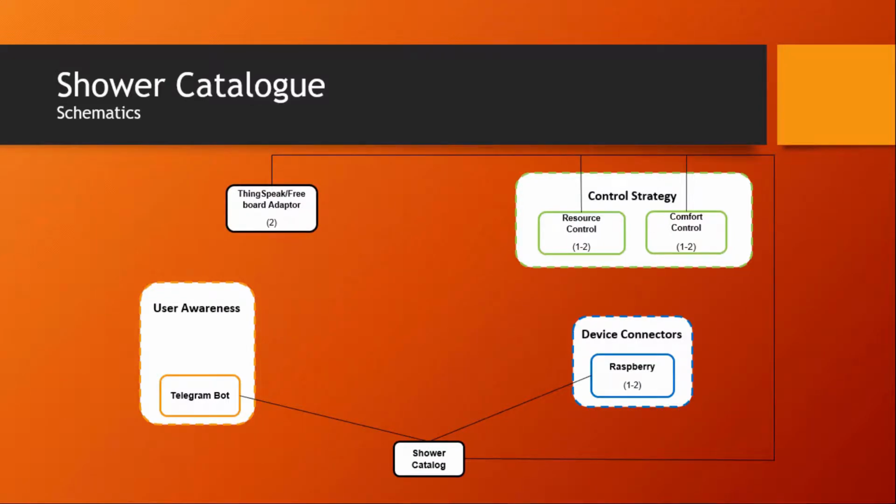Now we will talk about the shower catalog. The shower catalog is a piece of software with the purpose of keeping a registry of the available devices and users present in the Smart Shower application. It communicates directly with the Telegram bot, from which it receives all the information about the families, with the device connector to keep track of the sensors, and with the control strategy and the ThingSpeak Freeboard adapter to exchange information.